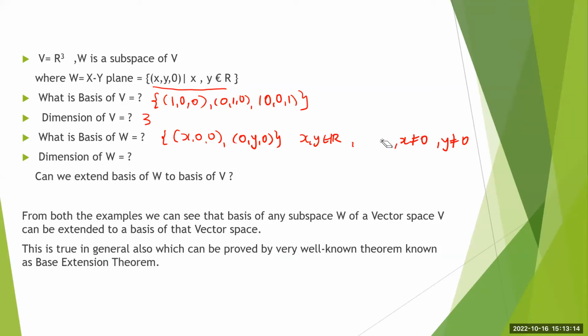Since there are only two elements in basis of W, they are linearly independent. So we can say that dimension of W is the number of elements in basis of W, which is equal to 2.